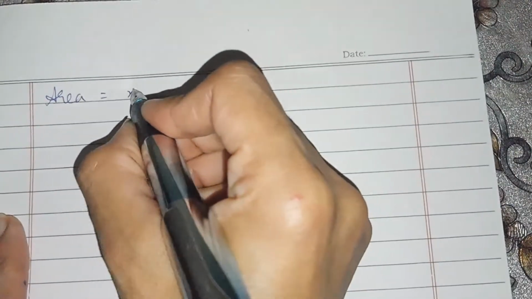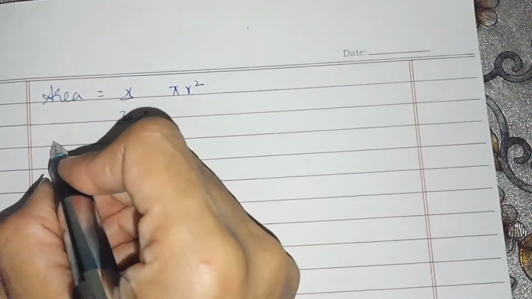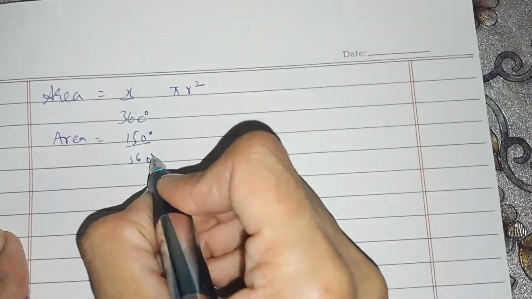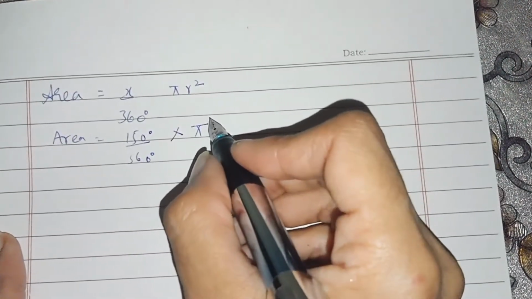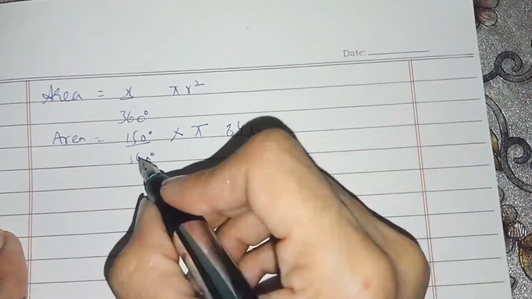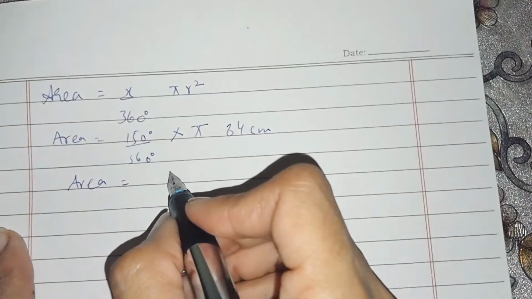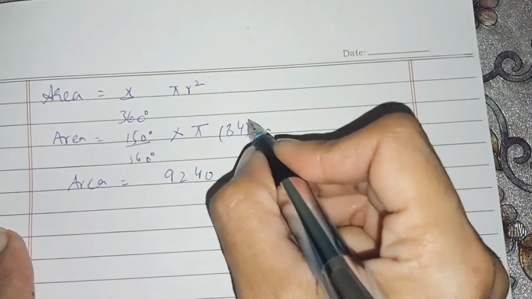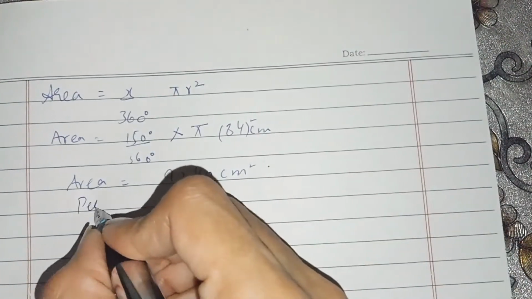You know the formula of area is x over 360 degrees pi r squared. Area: x is 150 degrees and this is 360 degrees, and multiply by pi and r, which we found is 84 centimeters. Now we have to solve it, and by solving we get the answer 9240 centimeters squared. And now we have to find the perimeter.